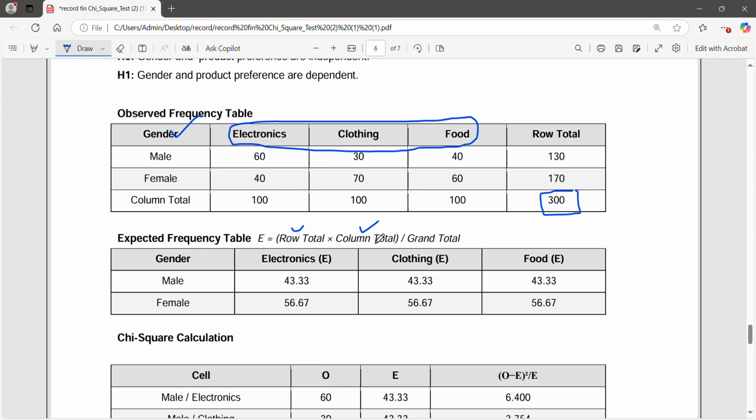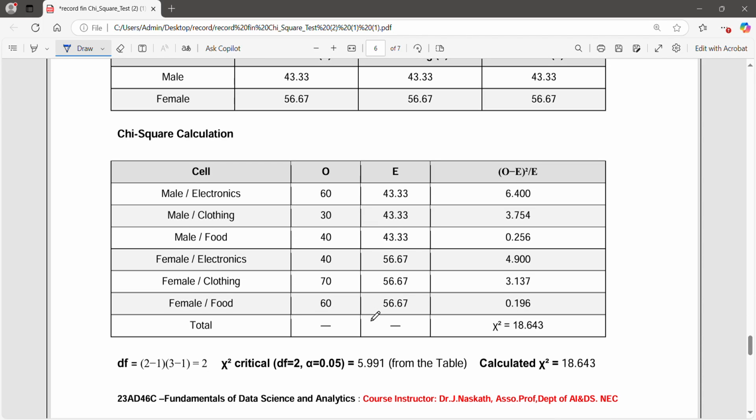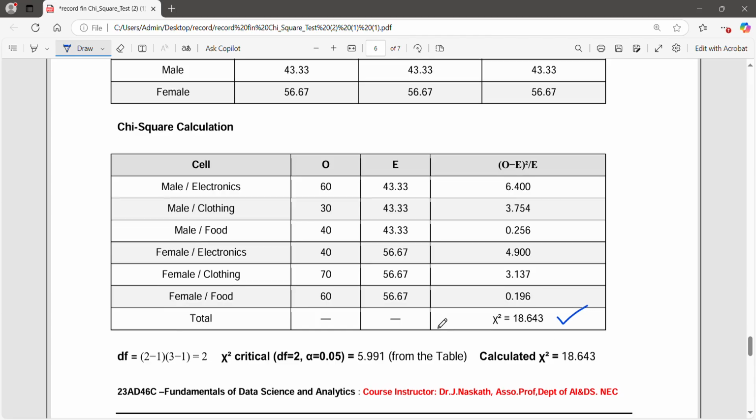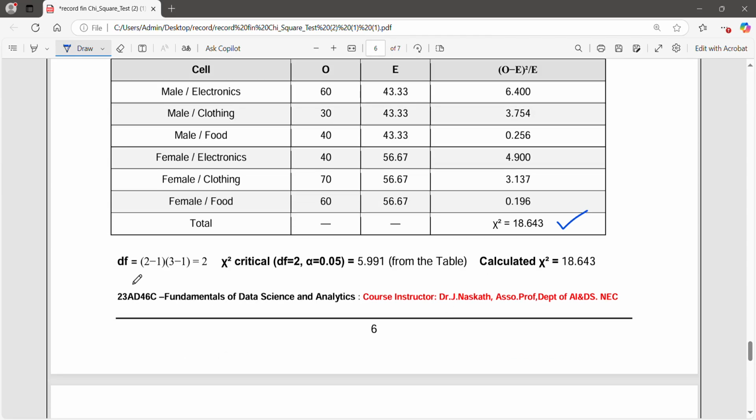Then, as per calculation, row total times column total divided by grand total, we find the expected frequency value for each product: for electronics based on male and female, and the same for clothing and food. Then the chi-square is calculated from the observed and expected values, and the result is 18.643. The degree of freedom is (row minus 1) times (column minus 1), so the value is 2.